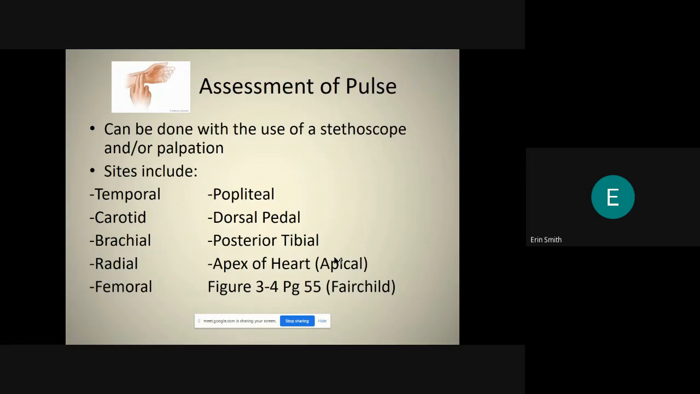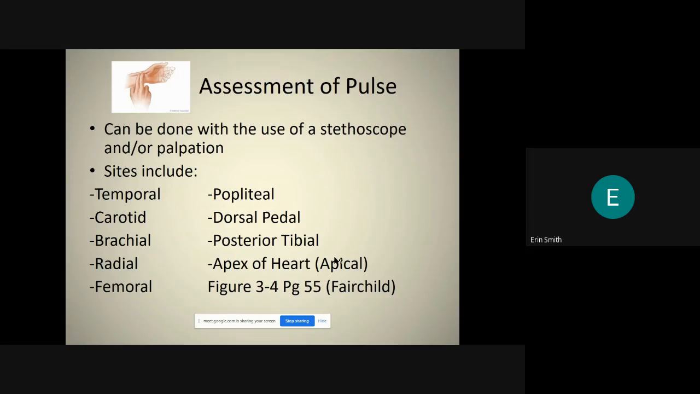So the assessment of the pulse, you can do this with the use of the stethoscope and or palpation. In this class, we're only going to have you do it via palpation. In cardiopulm, I believe you will use the stethoscopes to actually auscultate, it's called, the different areas of the pulse. So different sites include the temporal area, the popliteal area, the carotid, which is in the neck, the brachial, which is in the arm, radial's in the arm, femoral's in the leg, and then the dorsal pedal's in the foot, and the posterior tibial is in the lower extremity, and then the apex of the heart, considered apical.